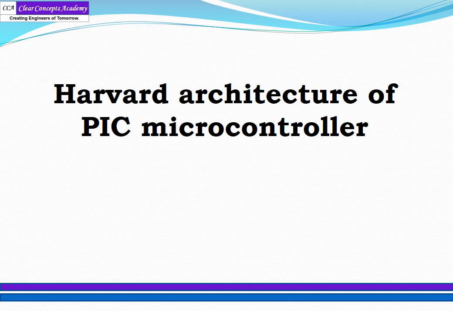Harvard architecture of PIC microcontroller. Now we are going to learn PIC microcontrollers in detail in our next lectures. In this section, we will see how the Harvard architecture is used in PIC microcontroller. What is PIC microcontroller?